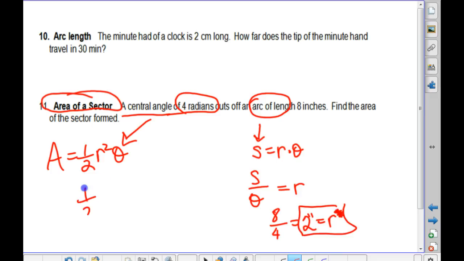So now we would have 1/2 times 2 inches squared times the, this is the linear and angular velocity worksheet. It was not part of the packet. It's the one we did last couple days, little bits and pieces of.